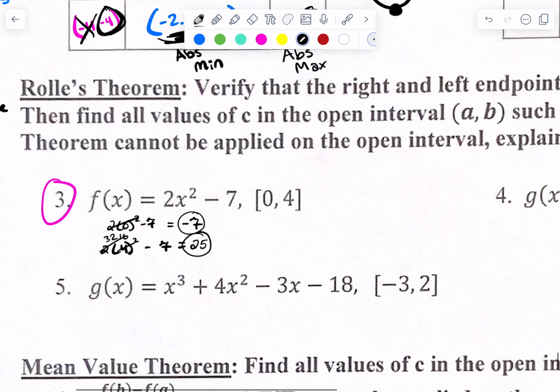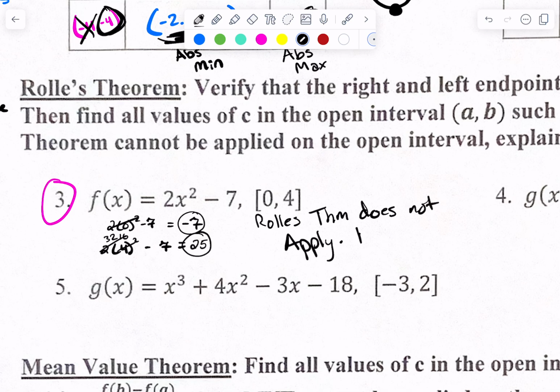So what do we put for number 3? Rolle's theorem does not apply. Not the same y coordinates. They don't have the same y coordinates. Or you can put negative 7 is not equal to 25.